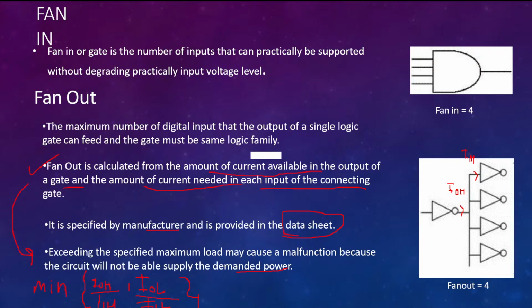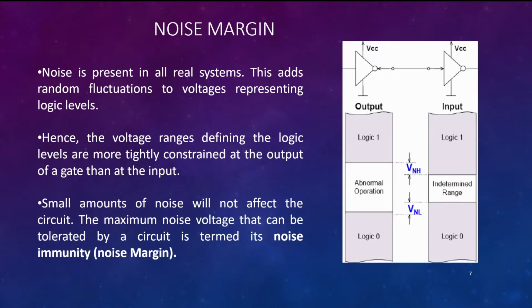Now what would fan in be? Fan in of a gate is the number of inputs that can practically be supported without degrading the input voltage level. So this is fan in, right? Now let's move on to the next characteristic of a digital IC, that is noise margin. Noise margin, or we can say noise immunity.